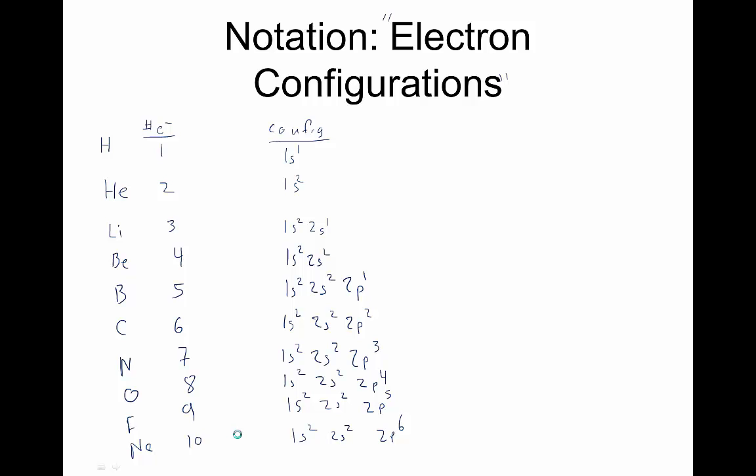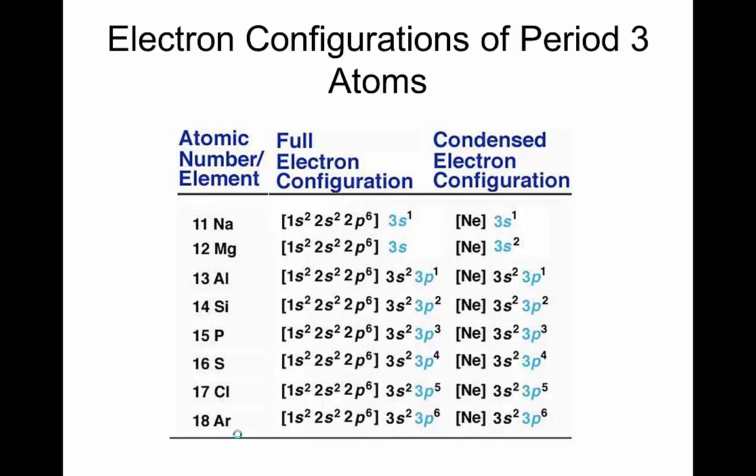in the periodic table. These 2 atoms are in period 1, so that's the first row of the periodic table. This is period 2, the second row of the periodic table. Let's look at period 3. So now we're at the third row of the periodic table. So we're starting with sodium and working our way across to argon.